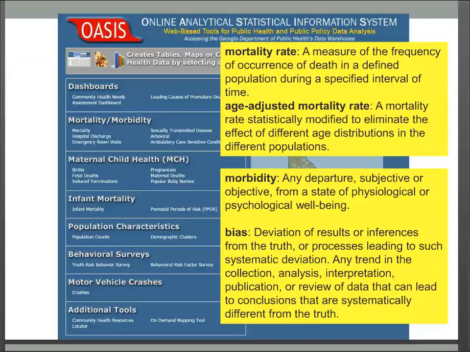A morbidity rate is any departure, subjective or objective, from a state of physiological or psychological well-being. The biggest problem with morbidity data is that they usually measure it with hospital discharge data or emergency room visits, as you can see on the left. The issue with that is while it gives you an idea of how many sick people are in a community, it's just an indicator. It's not a complete data set. It doesn't mean that just because people don't go to the hospital, they're not sick. So you have to understand those types of biases that are built into hospital discharge data.